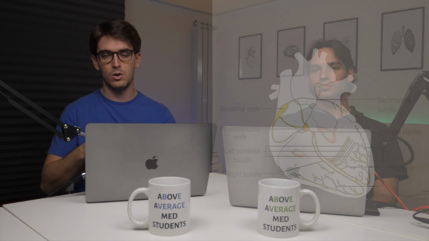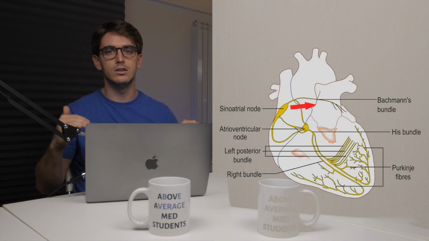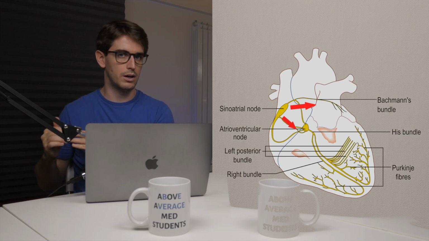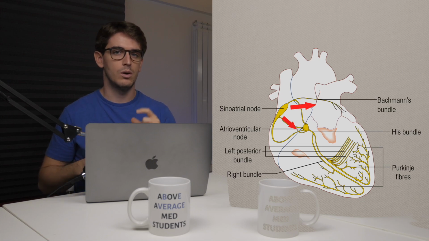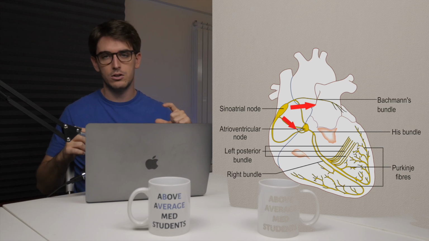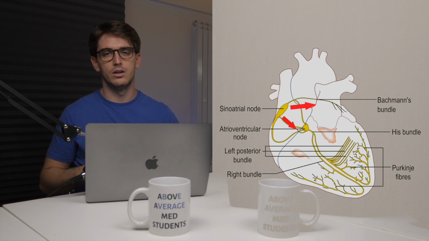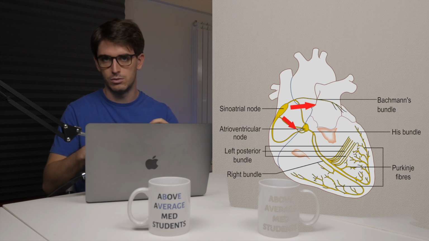From the SA node, we will have the stemming of two pathways, a horizontal one and a vertical one. The horizontal pathway is the interatrial pathway, and the vertical one is the internodal pathway. What is the difference? The difference is that the interatrial pathway will allow for very fast communication between the two atria, so that when the SA node fires a stimulus, both atria will contract as a syncytium.